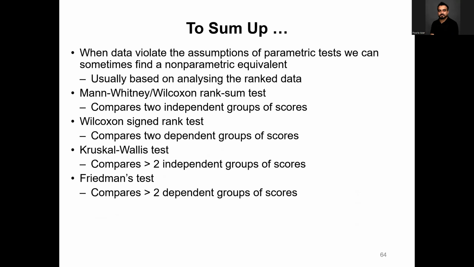So to sum up, when data violate the assumptions of a parametric test, we can sometimes find a non-parametric equivalent. It's usually based on analyzing the rank data. We have the Mann-Whitney U-test and Wilcoxon rank sum test, which compare two independent groups of scores. For the Wilcoxon signed rank test, we compare two dependent groups of scores, like pre and post. For the Kruskal-Wallis test, we compare more than two independent groups of scores. For Friedman's test, we compare more than two dependent groups of scores.